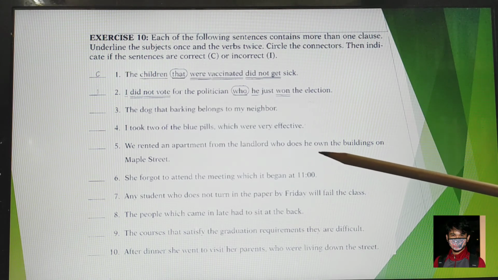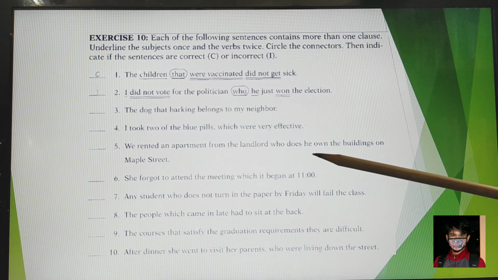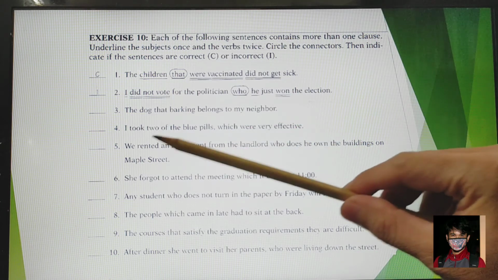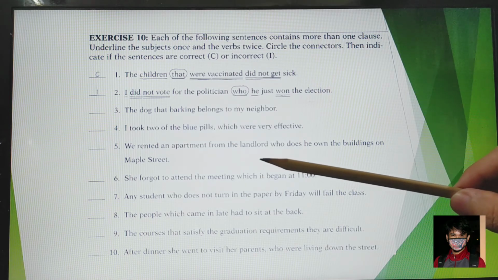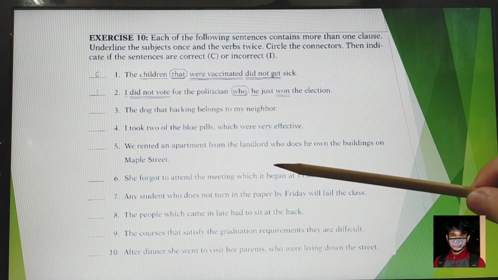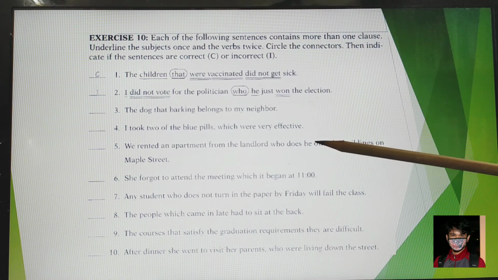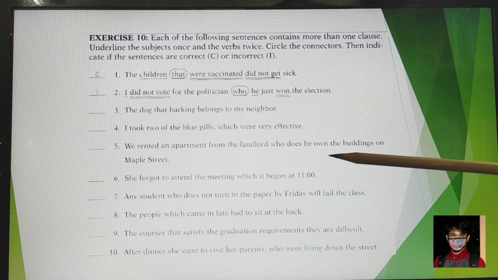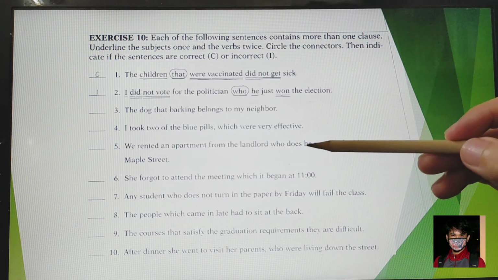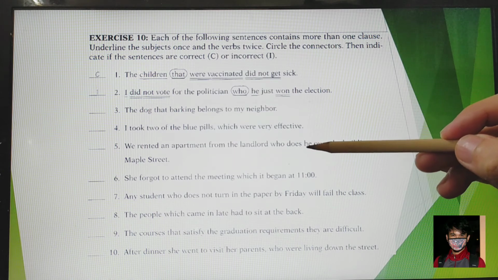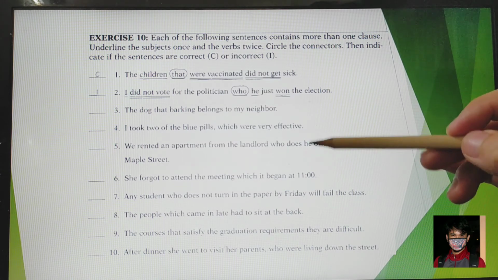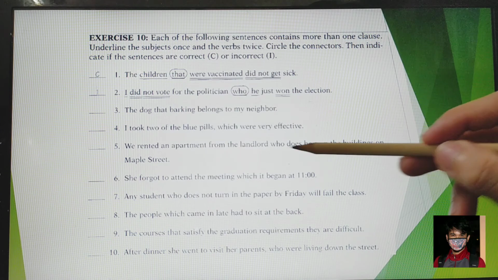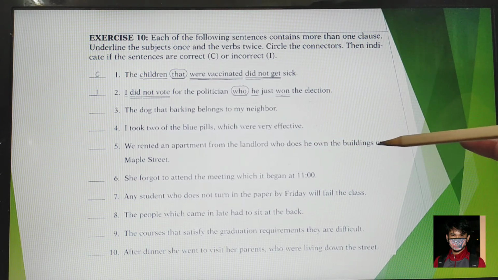Who does he own? So it's just unnecessary information here. So it could be, we rented an apartment from the landlord who owns the buildings on the Maple Street. So this is the correct order. The he should be omitted and does must be omitted too. Who owns the buildings. Okay.